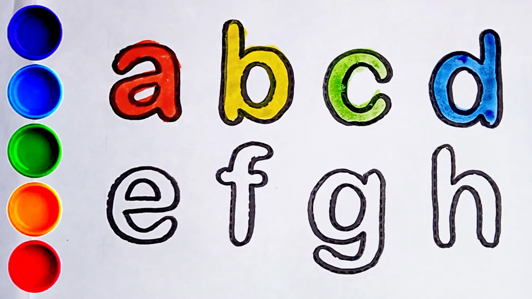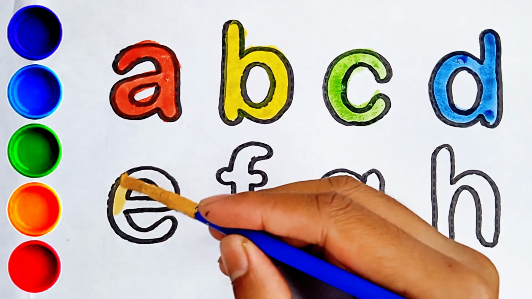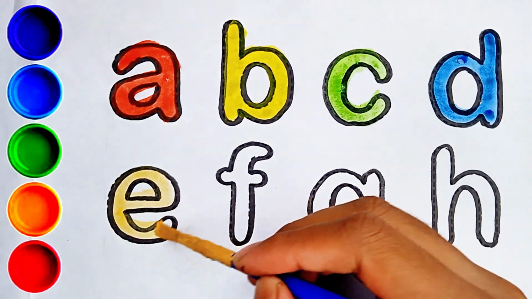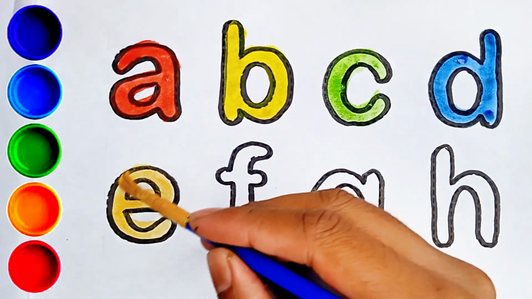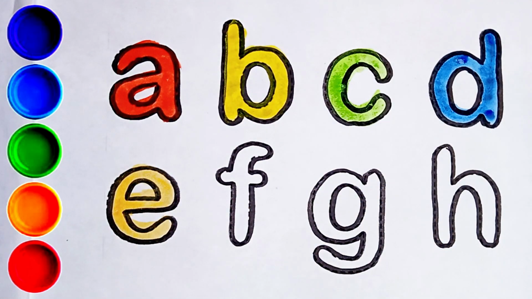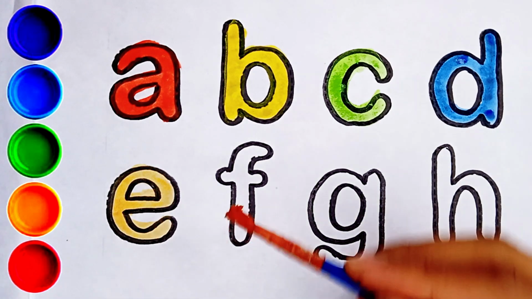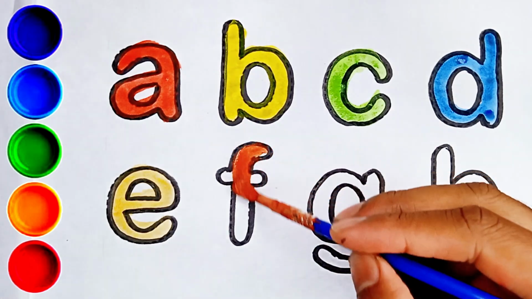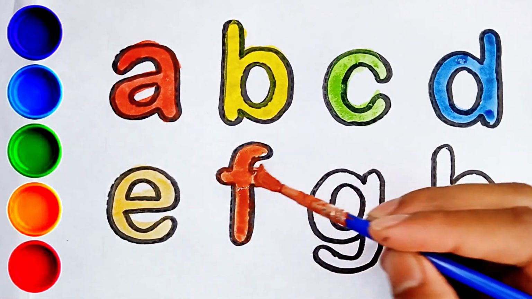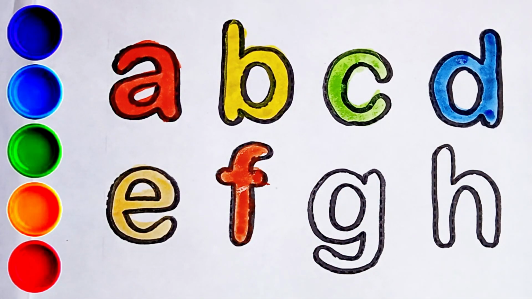Now I am drawing a letter E. E is for egg. E is for elephant. Now I am drawing letter F. F is for fish.